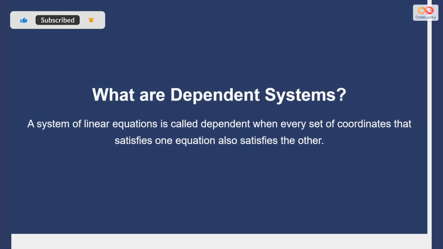A system of linear equations is called dependent when every set of coordinates that satisfies one equation also satisfies the other. In other words, they are the same equation in disguise.